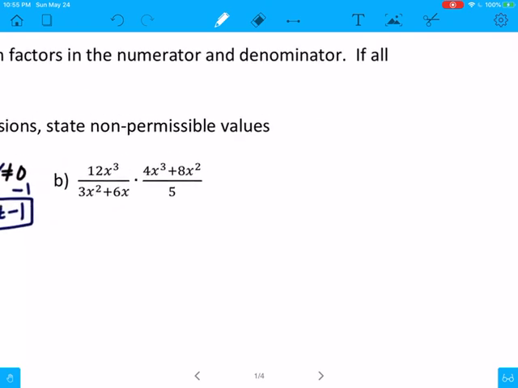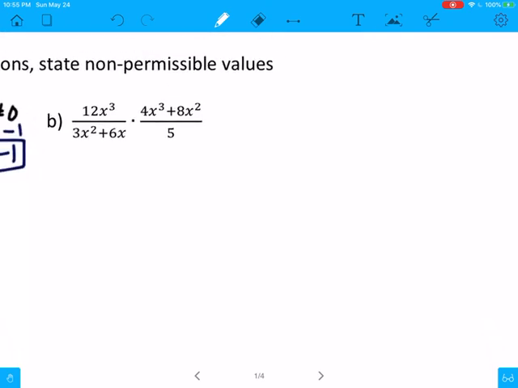Let's go to B. B is a little more complicated. So I look at the numerator. The numerator is two numbers multiplied, so I can't GCF that.